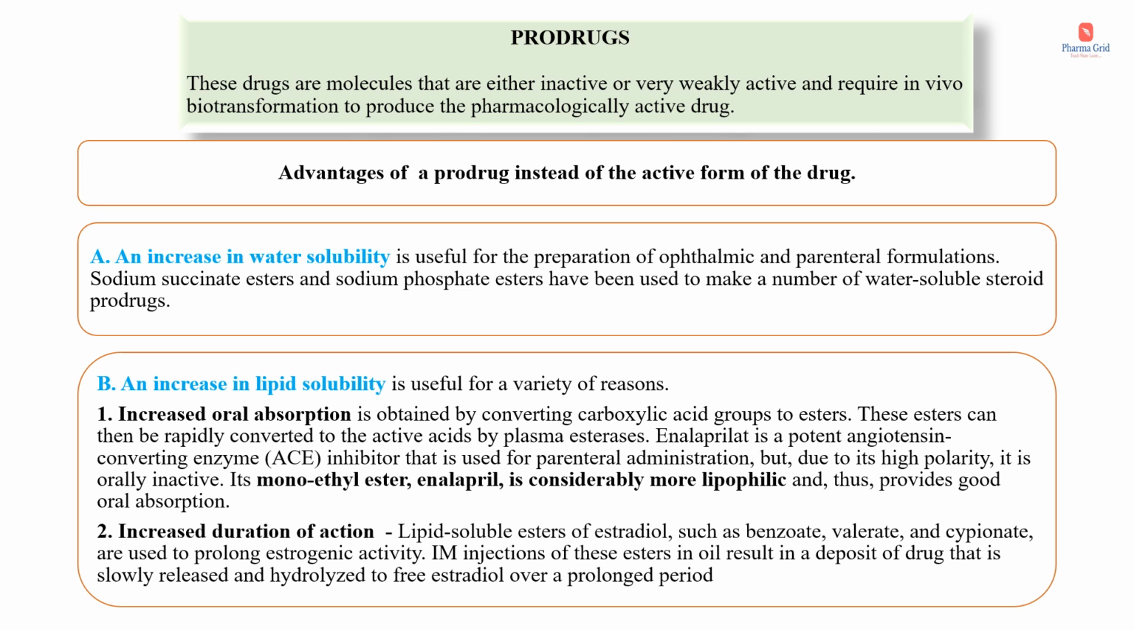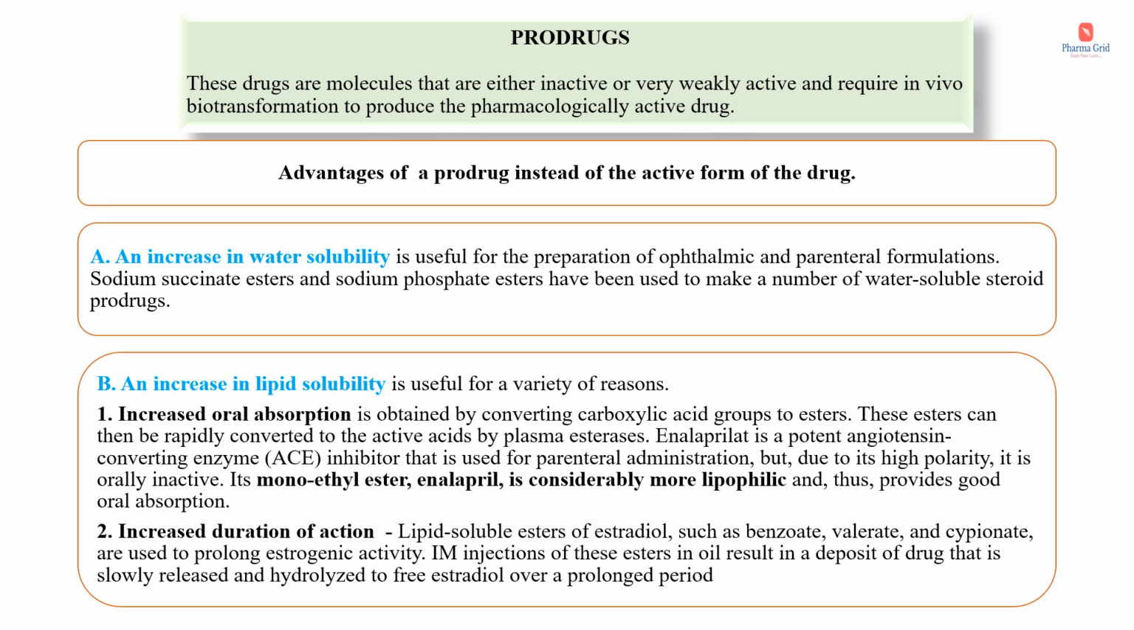Prodrugs. Prodrugs are drug molecules that are either inactive or very weakly active and require in vivo biotransformation to produce a pharmacologically active drug. So prodrugs as such are inactive. After metabolism, they will get converted to a pharmacologically active drug. Now what are the advantages of a prodrug instead of the active form of a drug?